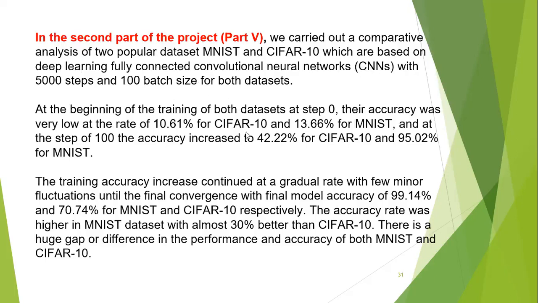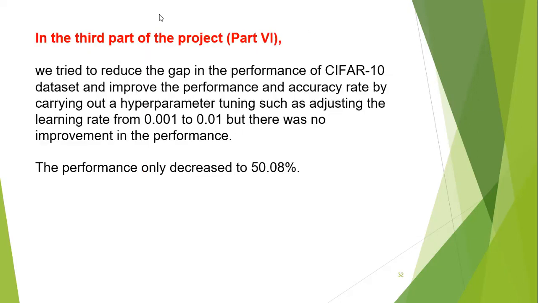The second part is our comparative analysis of the 2 datasets, which are based on deep learning, fully connected convolutional layers. In this third part, we tried to reduce the gap between the CIFAR dataset and MNIST and improve on the performance. But unfortunately, our accuracy dropped. Instead of the 70% we got at the first training, we tried to increase the learning rate, but the model performance decreased on this CIFAR-10 dataset.